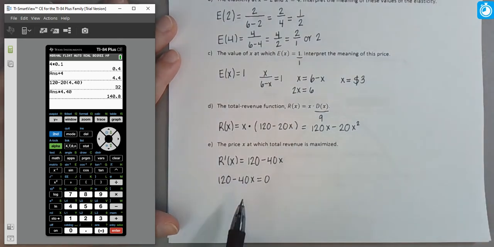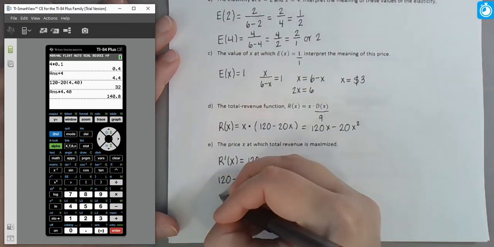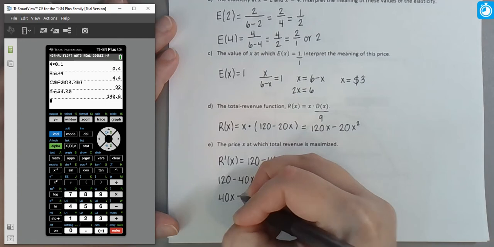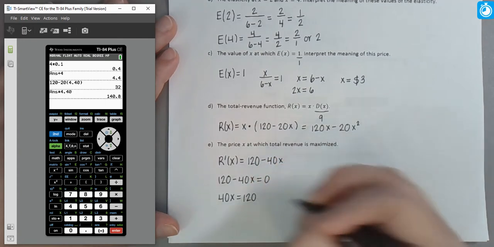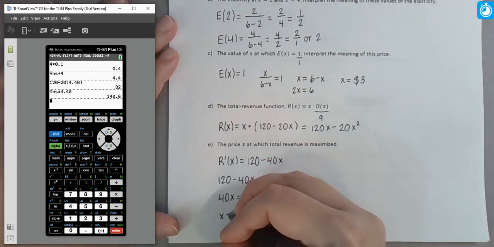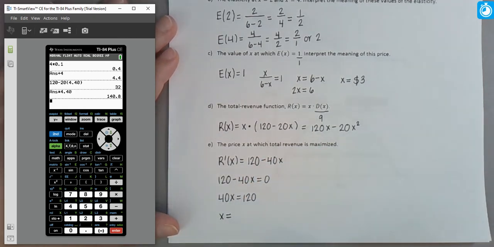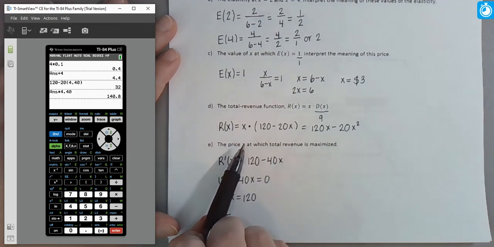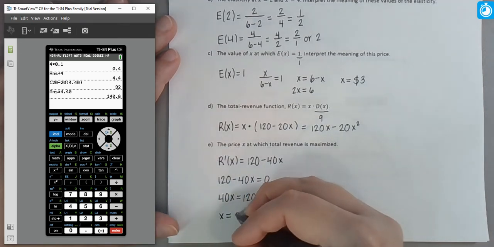In this case, we only see the x one time. There's no exponent. This is linear, so there's only going to be one value of x that solves this equation. All we have to do is isolate our x. So I'm going to add the 40x and move it over, and I'm just going to go ahead and switch sides. So that would give us 40x is equal to 120. And then if we divide by 40, we get x is equal to 120 divided by 40, which is 3. Well, 3 what? Remember, our input now represents price. So $3.